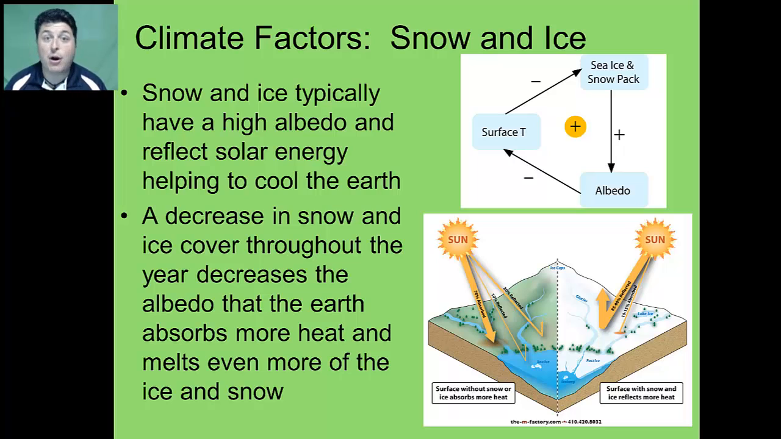Snow and ice can also act as a feedback mechanism. Typically, snow and ice have a high albedo and reflect solar energy, helping to cool the Earth. As the Earth warms and ice melts, the darker Earth underneath is going to have a much lower albedo, and so it's going to absorb more of the heat that's coming from the sun, which is going to warm the Earth, causing more snow melt, resulting in a positive feedback mechanism.